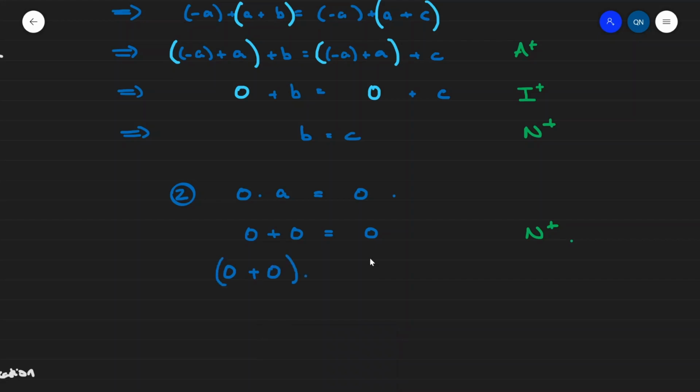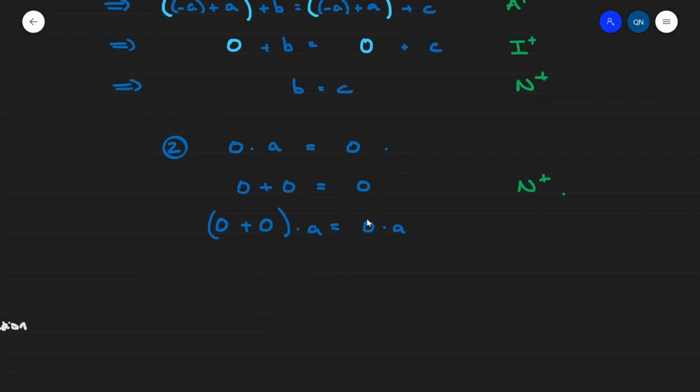I'm going to multiply this guy by A, but because 0 plus 0 is really equal to 0, well, that's the same thing as 0 times A. So I'm not using any axioms here. This is something I can do because I'm doing the same thing to both sides of the equation. And now let's use some distributive laws. I'm going to distribute this A into those zeros, so we're going to get 0 times A plus 0 times A is equal to 0 times A.